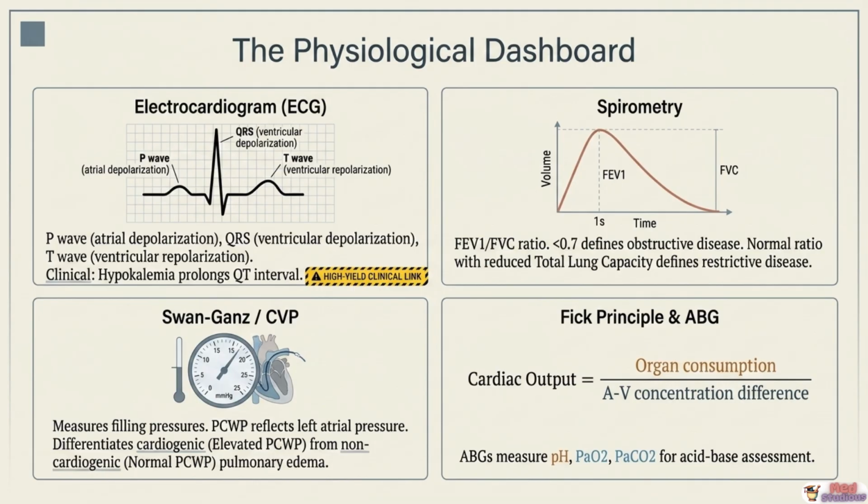Lastly, the Fick principle states that organ consumption of a substance equals blood flow multiplied by the arteriovenous concentration difference. This principle allows us to calculate true cardiac output based on arterial and venous blood gas measurements.